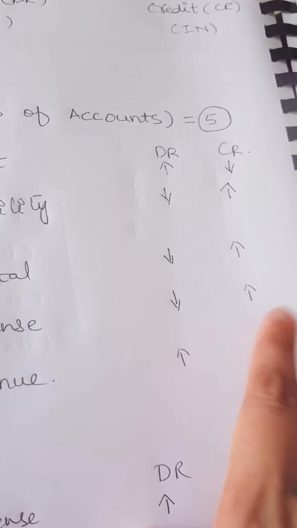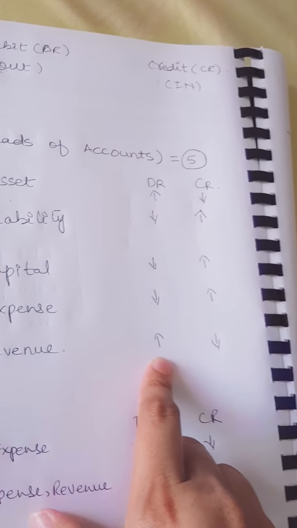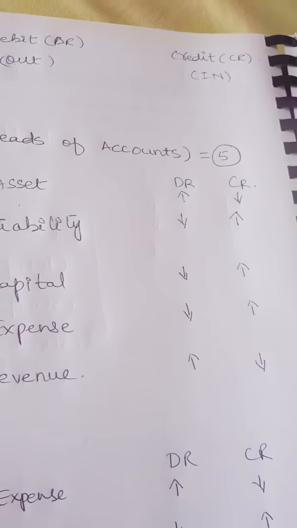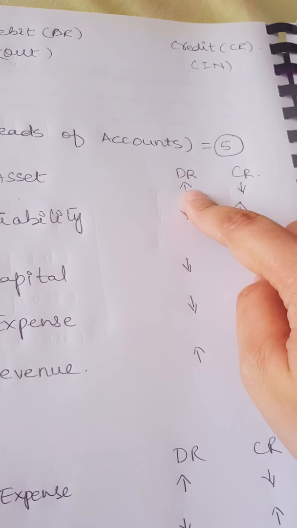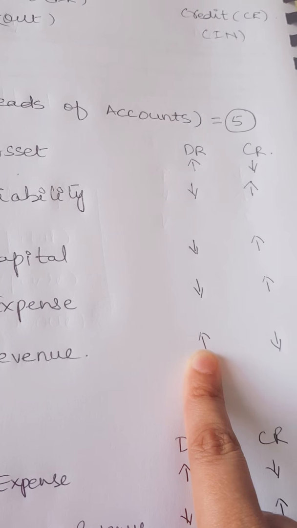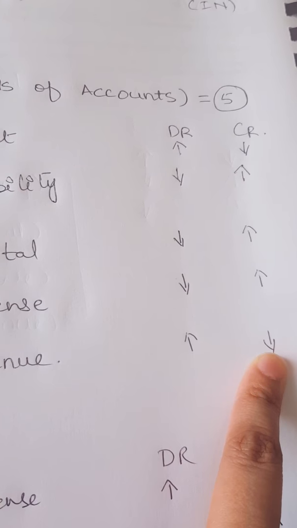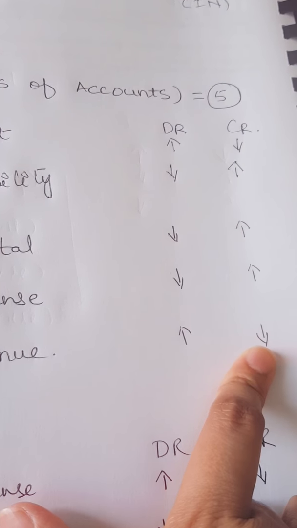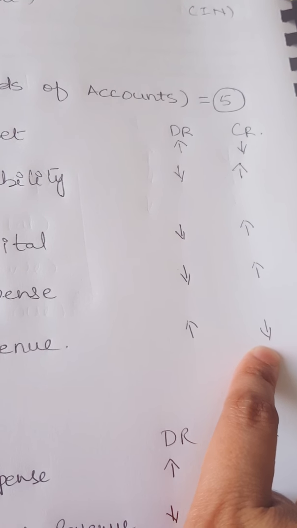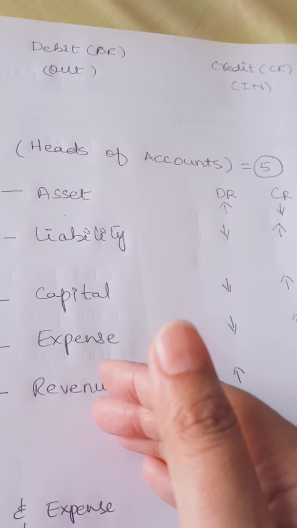Last but not the least is the revenue. Revenue is behaving just the way asset was behaving. Whenever our revenue increases, it is recorded on the debit side, and whenever our revenue decreases, it is recorded on the credit side. Simple it is, the way these 5 heads of account behave.